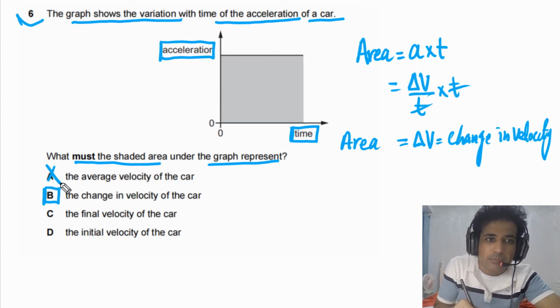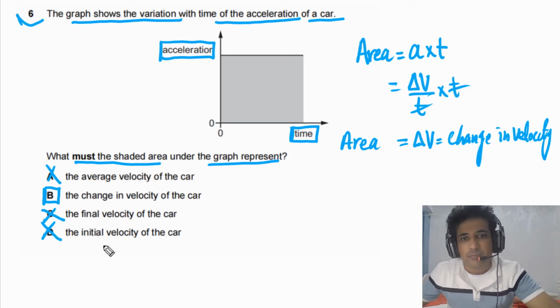So this cannot be the answer. C is telling us final velocity, not possible. Initial velocity, not possible. So the answer is B for this question.